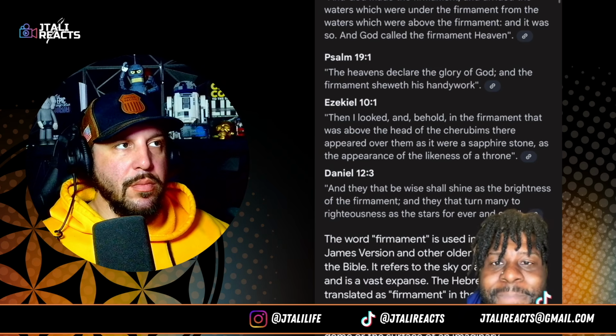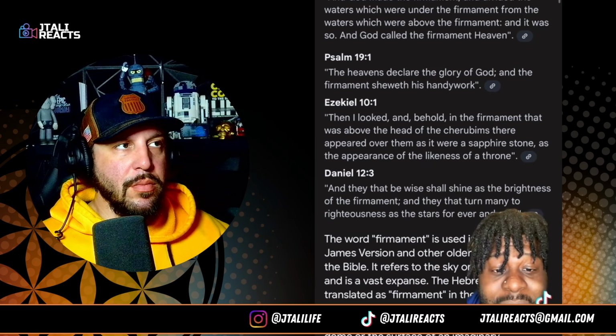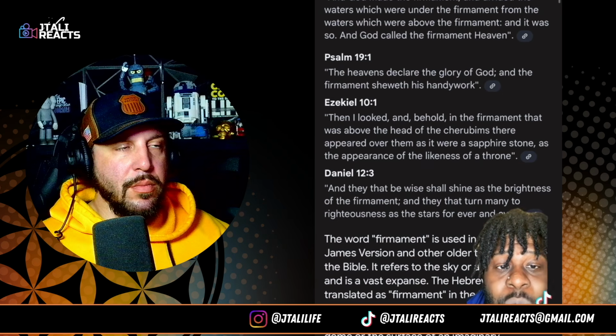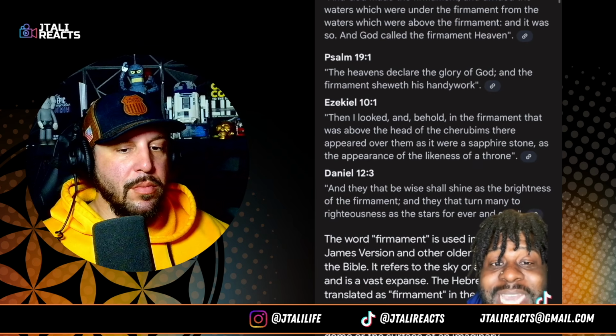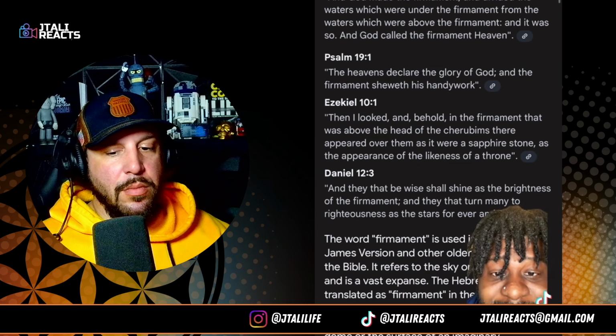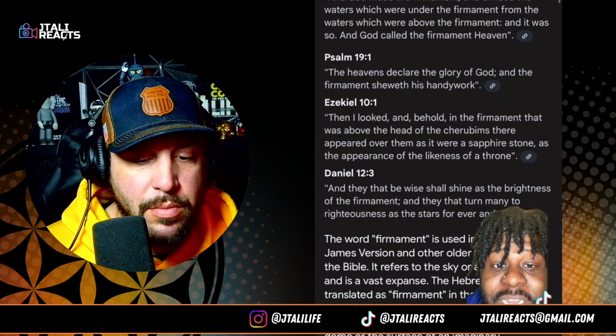Crazy. In Psalm 19:1, this is the one that Warner von Braun had on his tombstone. The heavens declare the glory of God, and the firmament shows his handiwork. Ezekiel 10:1, then I looked, and behold, in the firmament that was above the head of the cherubims, there appeared over them as it was sapphire stone, the firmament, sapphire stone, in the appearance of the likeness of.